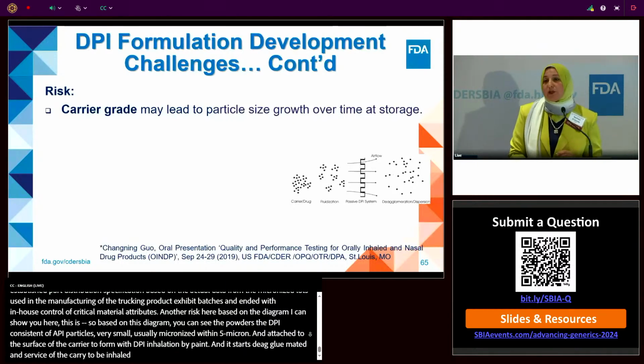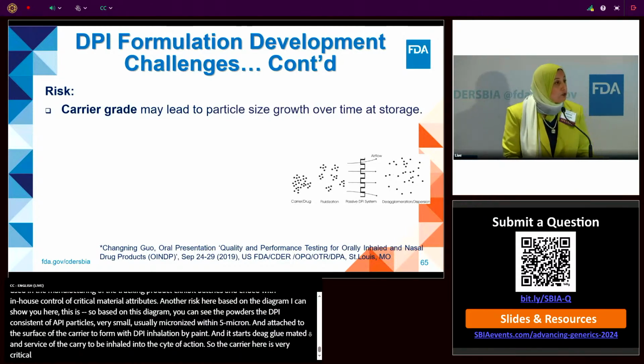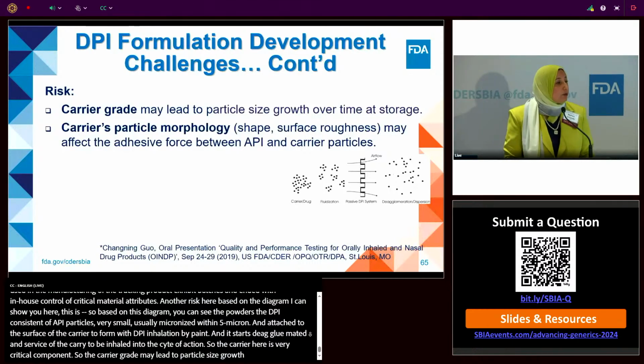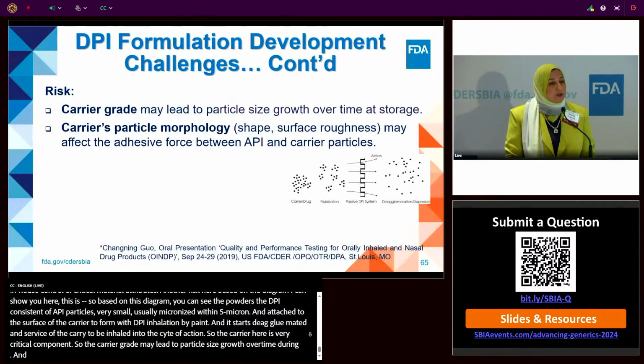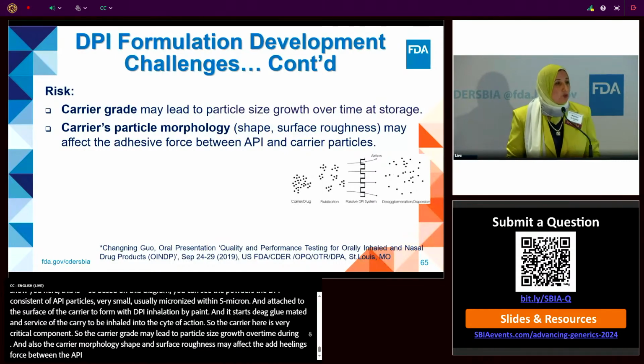So the carrier here is a very critical component. The carrier grade may lead to particle size growth over time during storage. Also, the carrier morphology, shape, and surface roughness may affect the adhesion force between the API particles and the carrier particles and affect the aerosol performance.